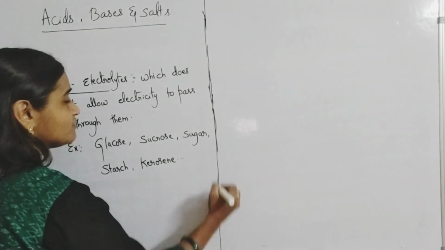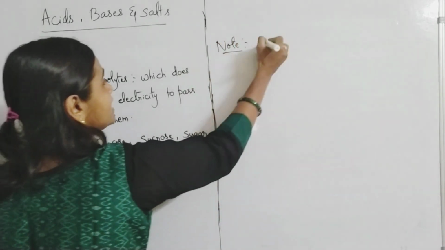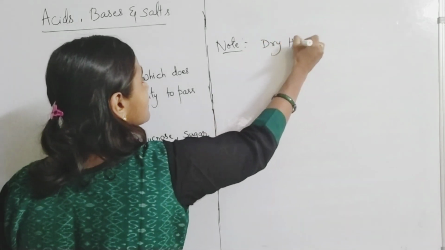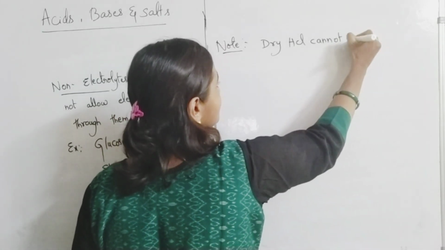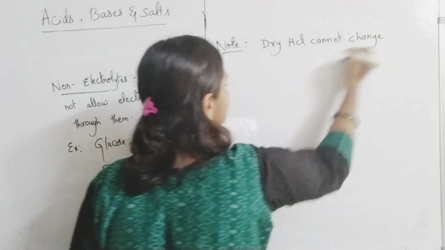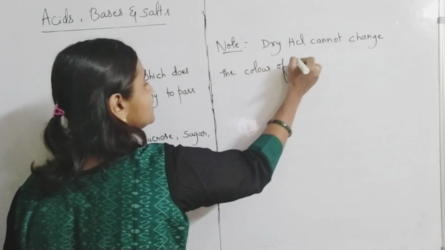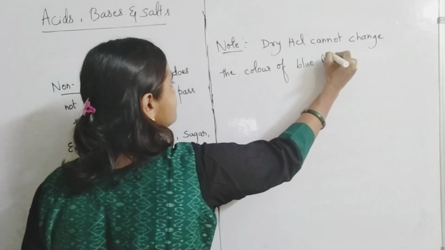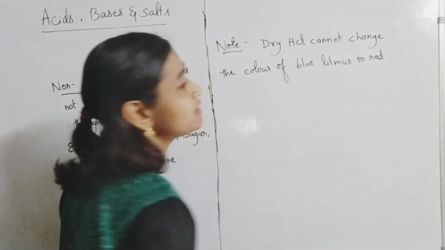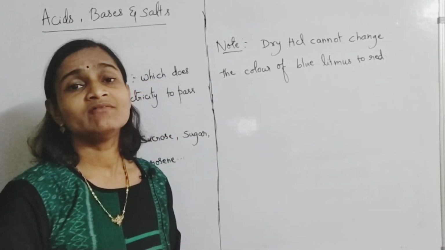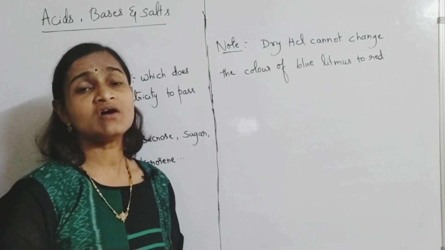Please understand me carefully. Note: dry HCl cannot change the color of litmus paper. Blue litmus paper cannot be changed to red. That means acids which have water molecules with them are the only ones that can change the color of litmus paper.